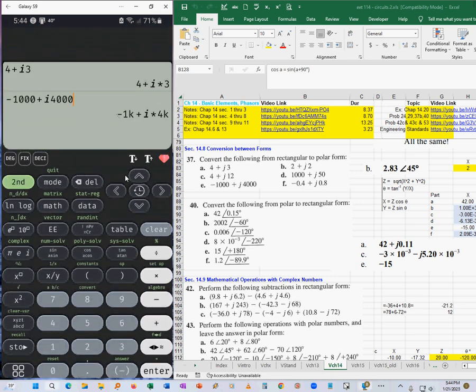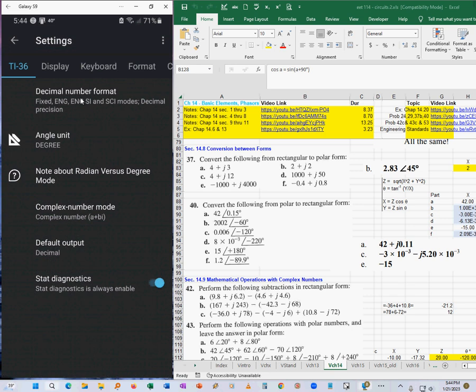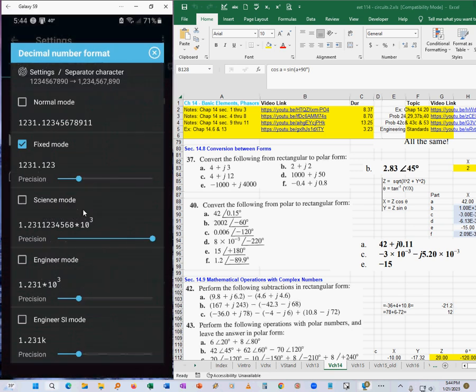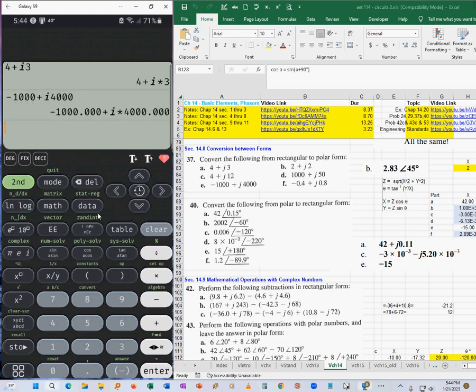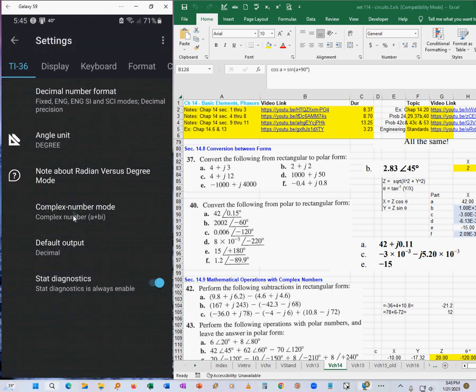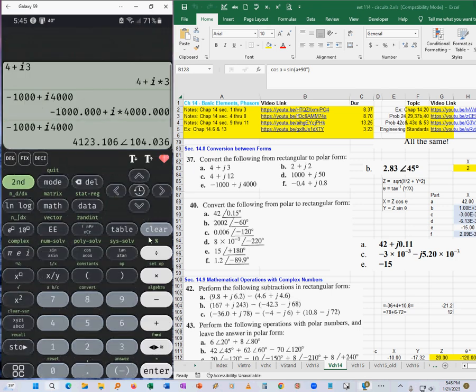Let's see, maybe it didn't take it. Fixed mode. And then maybe I've got to hit enter again. There it is. So now it's in fixed mode with 3 decimal places. So if I want to convert that back to polar, then I go to mode again and I go to complex number mode, pick polar, go back. It didn't change anything. I've got to hit enter again to make it change. So this is it in polar form.